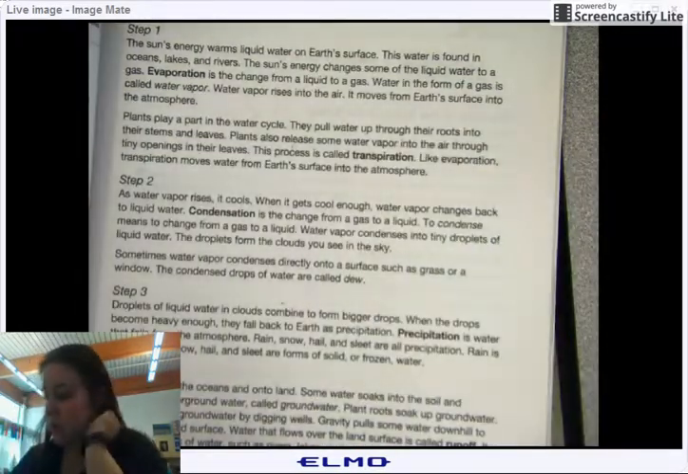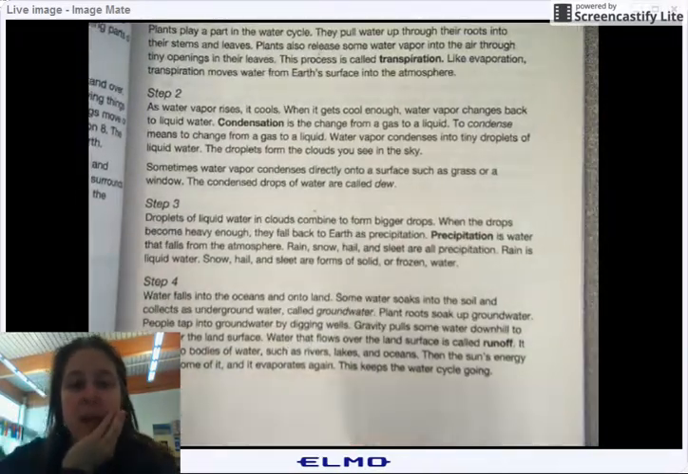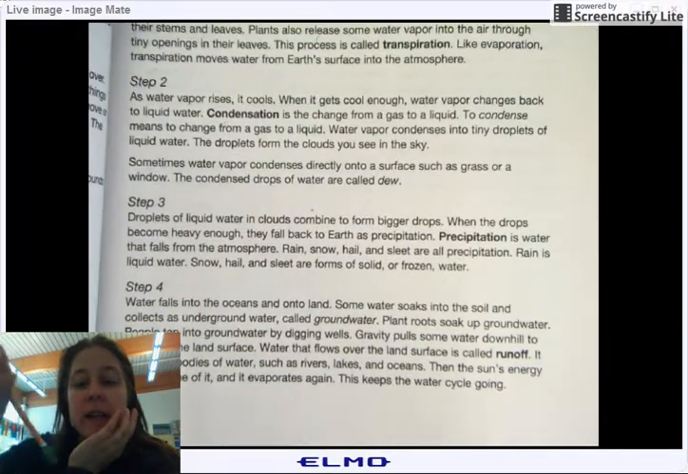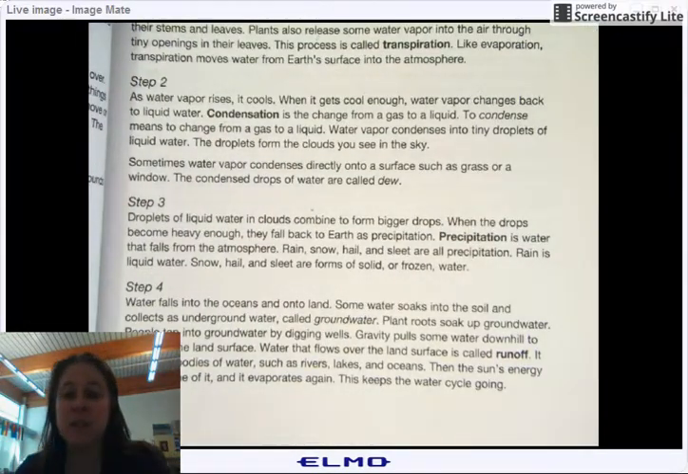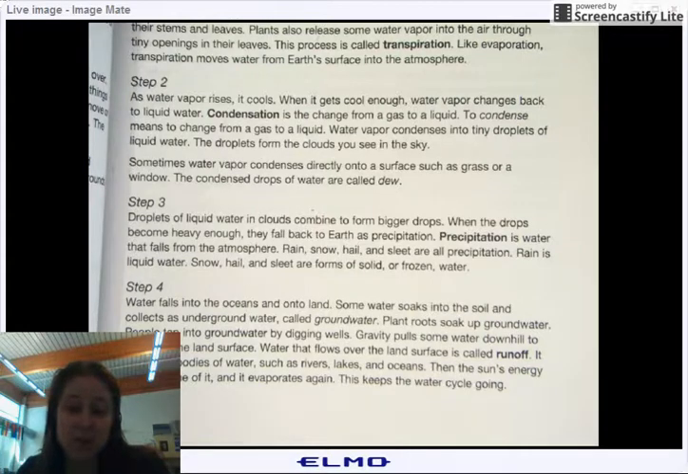Okay. Number 3, step 3. Droplets of liquid water in clouds combine to form bigger drops. When the drops become heavy enough, they fall back to Earth as precipitation. Precipitation is water that falls from the atmosphere. Rain, snow, hail, and sleet are all precipitation. Rain is liquid water. Snow, hail, and sleet are forms of solid or frozen water.